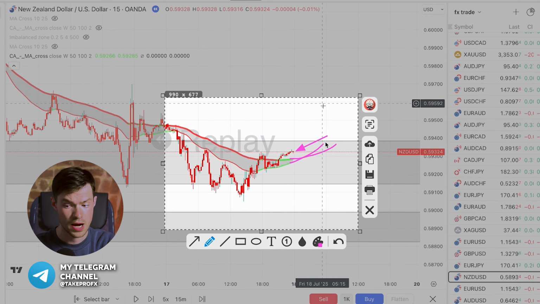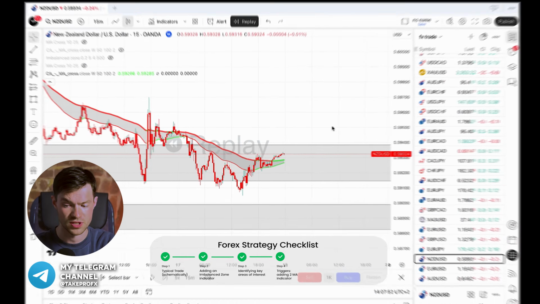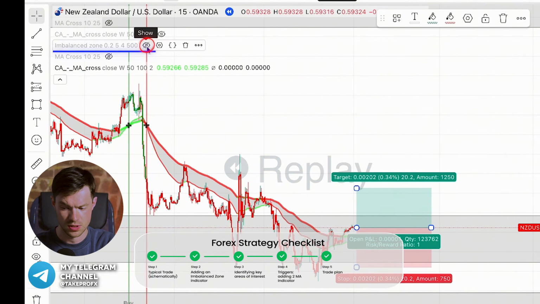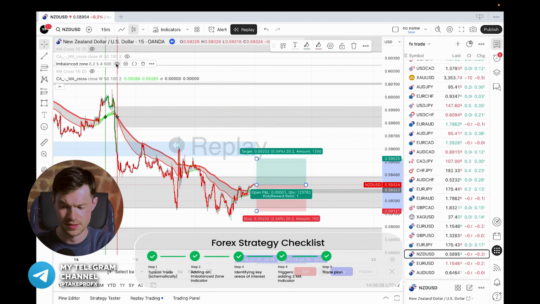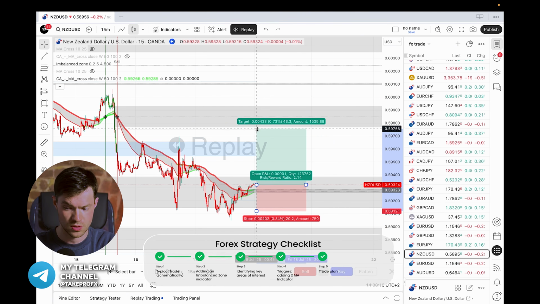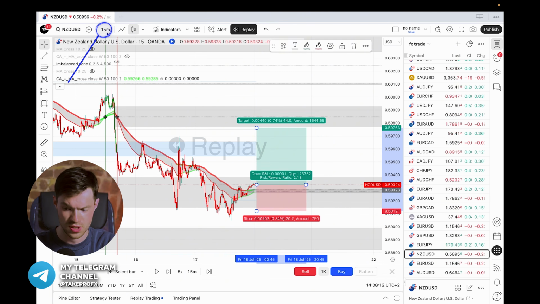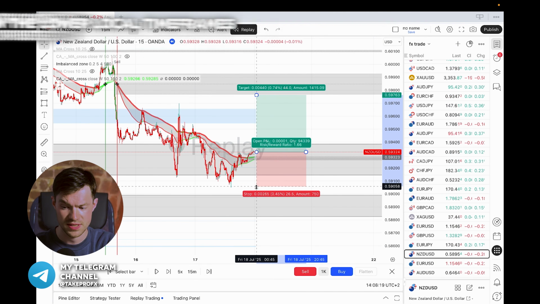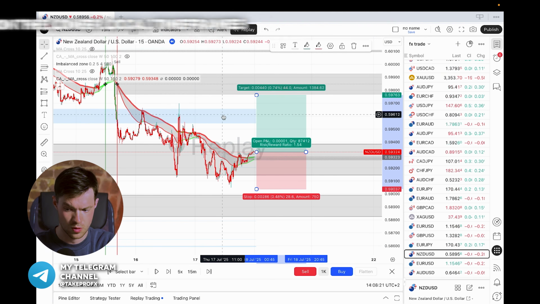In this case, I already concluded that we can open a trade on the upside, and to do this we once again turn on the imbalance zone indicator, which can be easily hidden here, and pull our take profit to the nearest zone on the 15-minute time frame. That is, when we set take profit and stop loss, we are oriented on the key zones of interest on the lower local time frames. We get a trade with a good ratio.